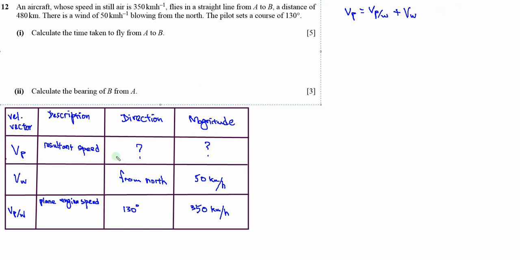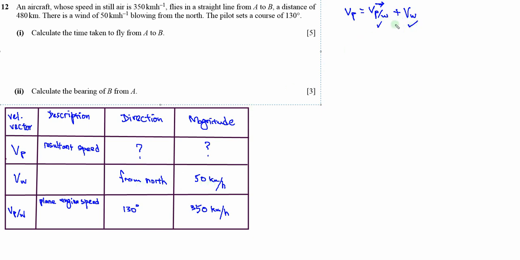Okay, now I take all the information from the question and put it in here. So let's go to the equation, the velocity vector equation. Now what do we have here? We have VPW. We know the direction, so we have one arrow. I'm going to mark this as known. Then VW, we also know the direction.